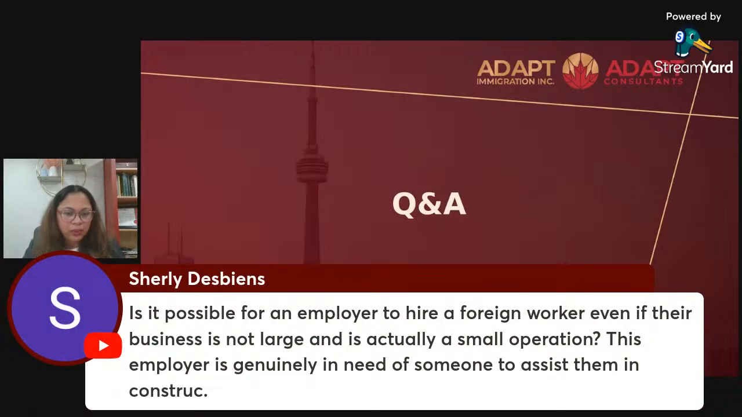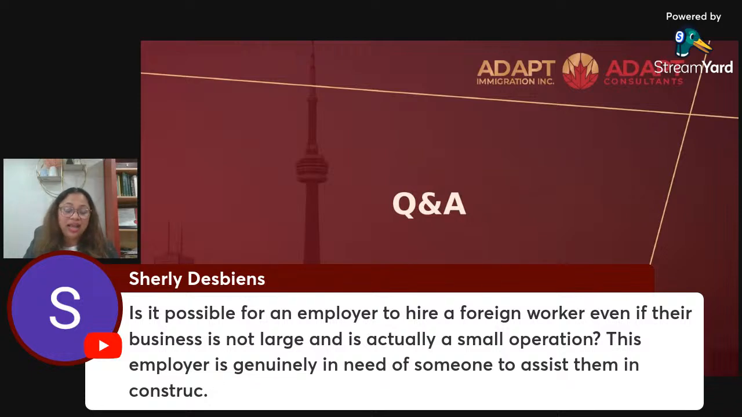Is it possible for an employer to hire a foreign worker even if their business is not large and is actually a small operation? This employer is genuinely in need of someone to assist them in construction. So this is a good question too. If the business is not large, the main crux of this will completely depend on whether or not they're able to pay the employee. So it doesn't really matter if it's small or large.